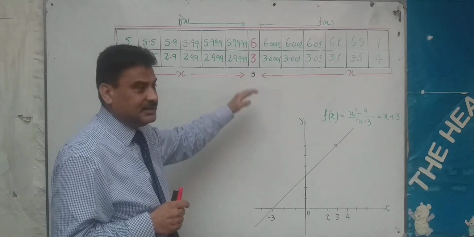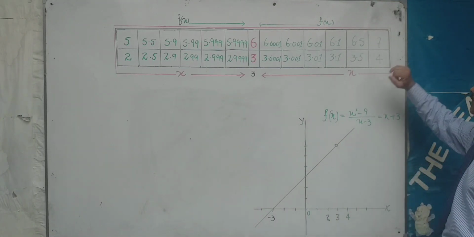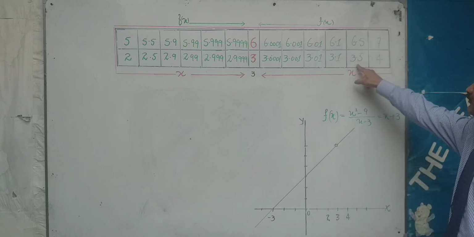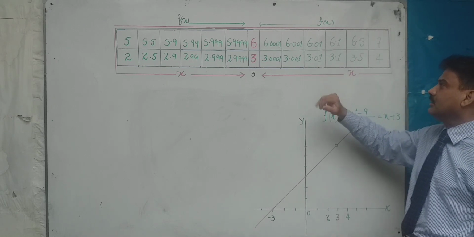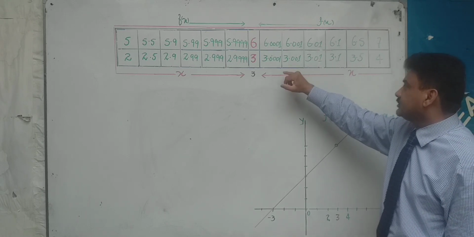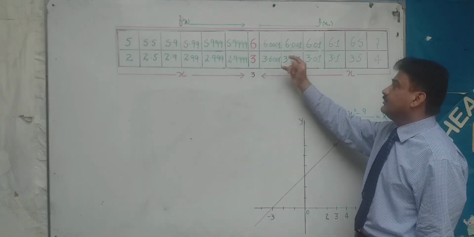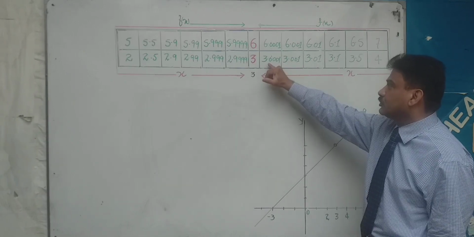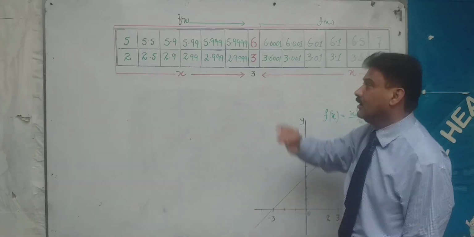I would like to explain it again. When we take x equal to 4, the function value is 7. When x is 3.5, the function value is 6.5, and so on. At 3.1, the function value is 6.1. At 3.01, it is 6.01. When x is 3.001, the function value is 6.001, which is closest to 6. And when x is 3.0001, the function value is 6.0001, which is closest to 6.